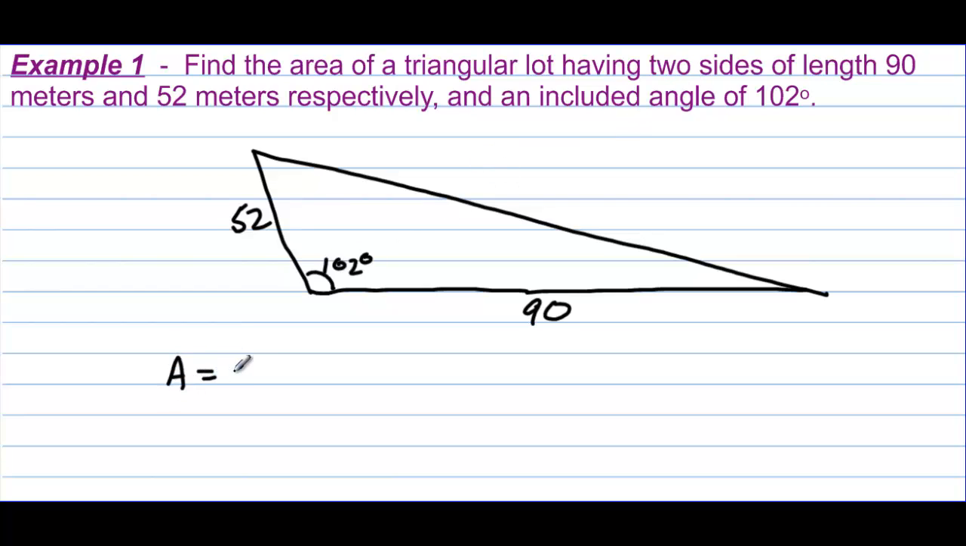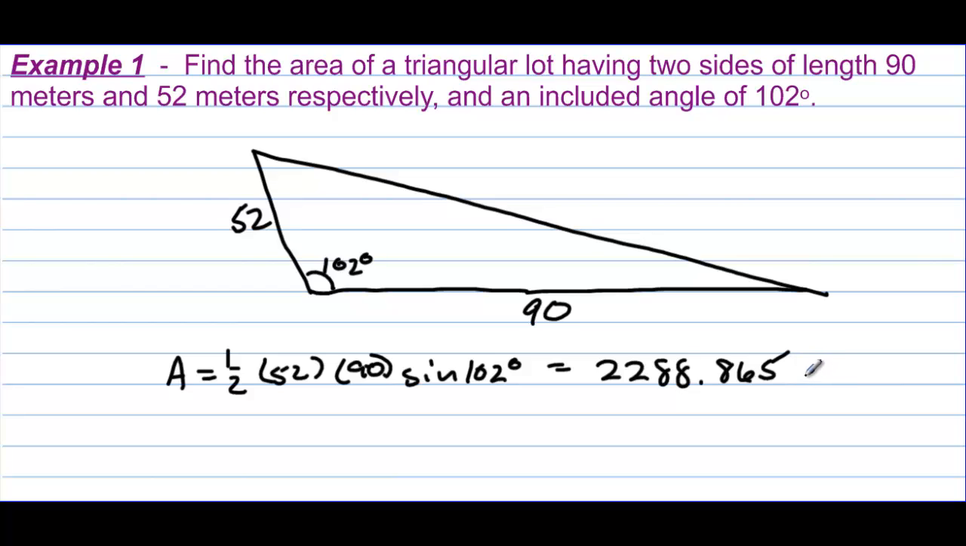Well, the area equals 1/2 times 52 times 90. Those are the included sides of the angle I'm using, times the sine of 102 degrees. So if we take 0.5 on our calculator times 52 times 90, that should say 90, not 9, times the sine of 102, we get 2,288.865, and that would be meters squared.